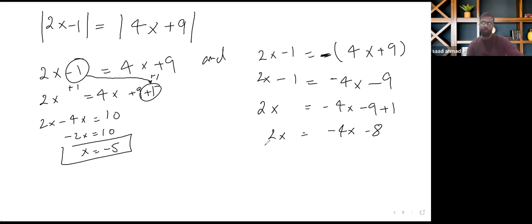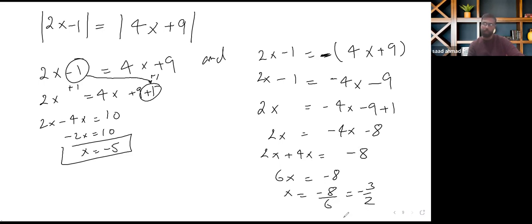Then we add the 4x on both sides now. So it will become 6x on this side, and from this side it will be vanished. And then it will be 6x equals -8. So x equals -8/6, which is -4/3. So we get these two answers for this absolute value equation.